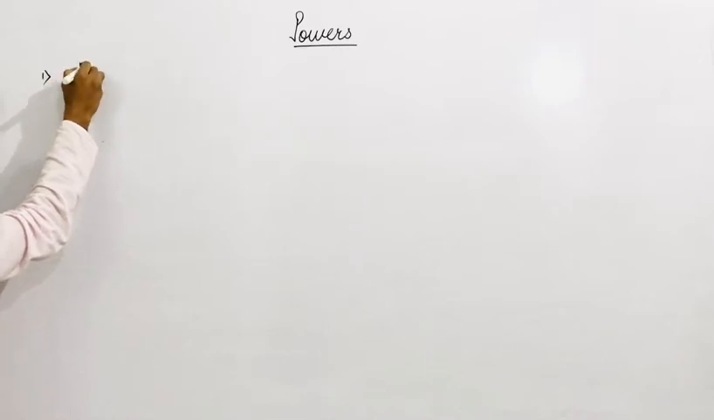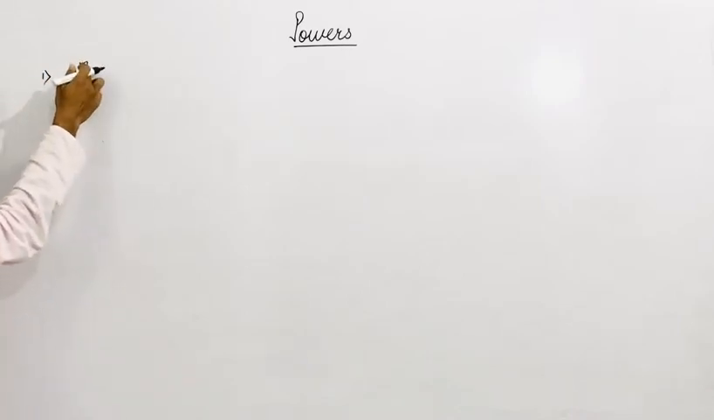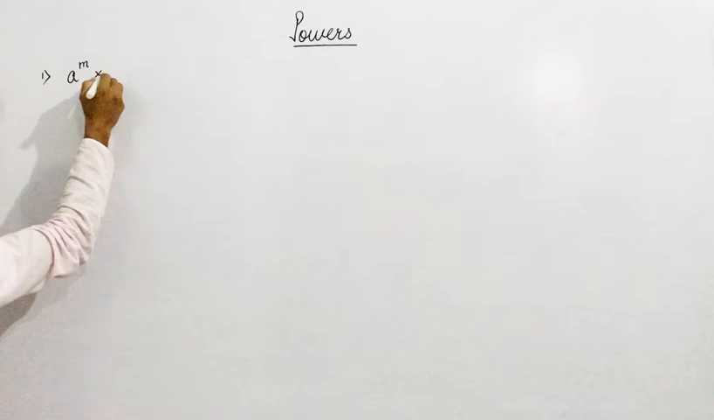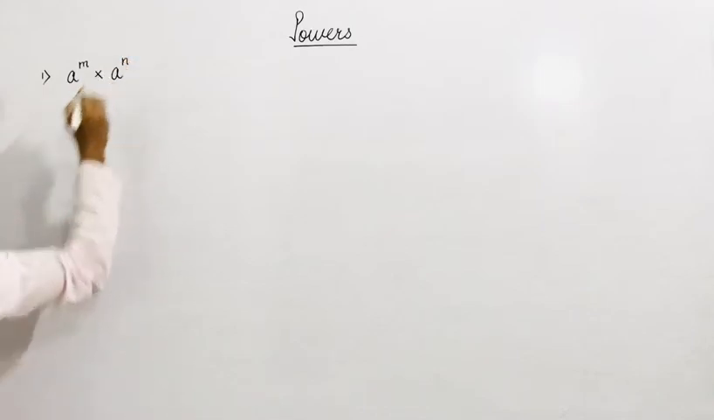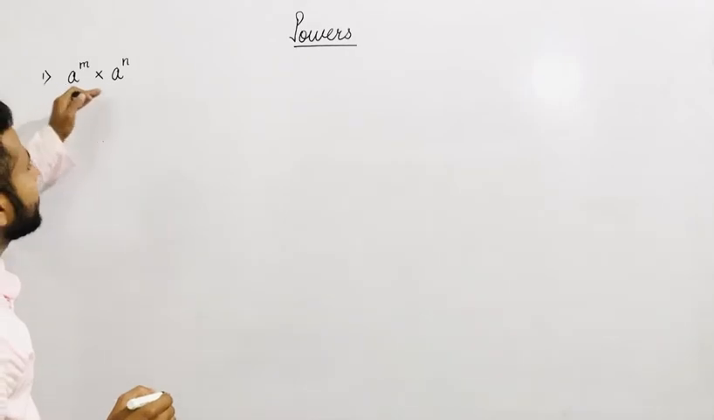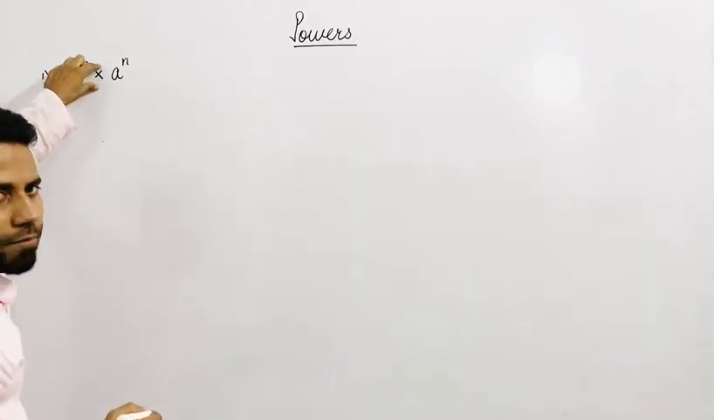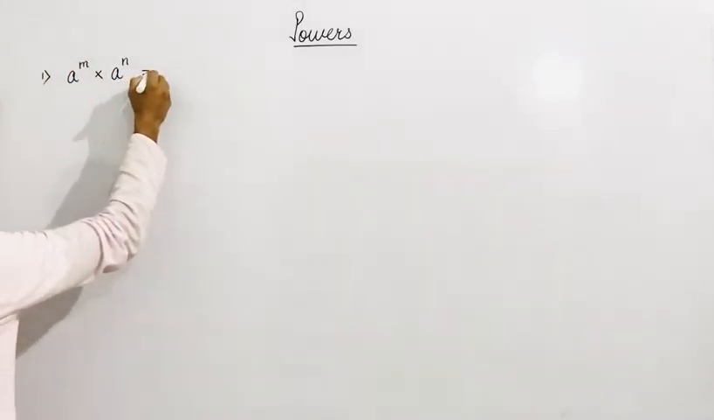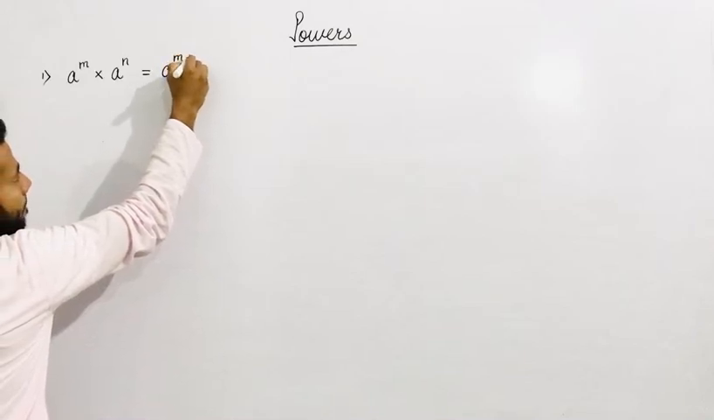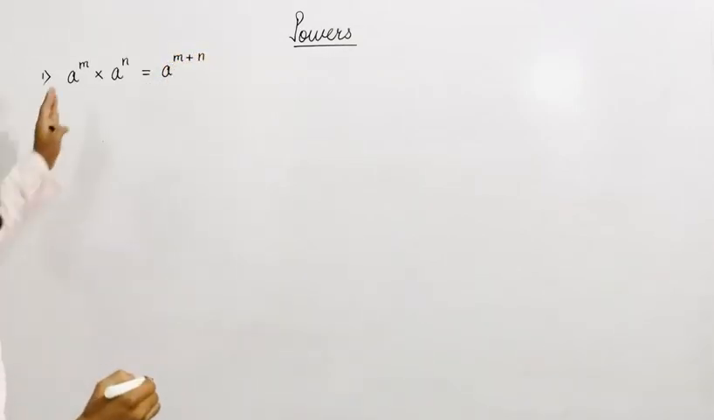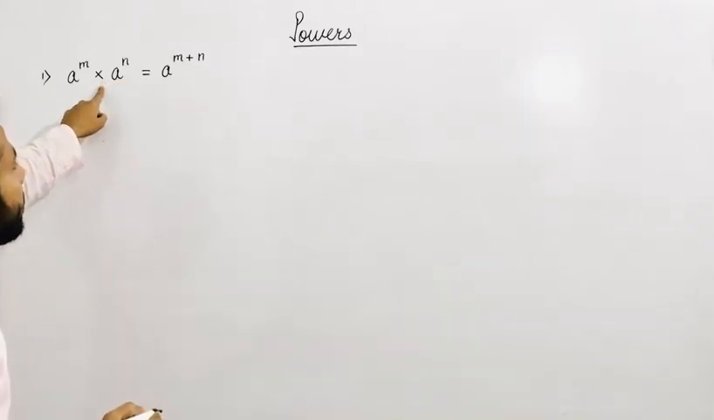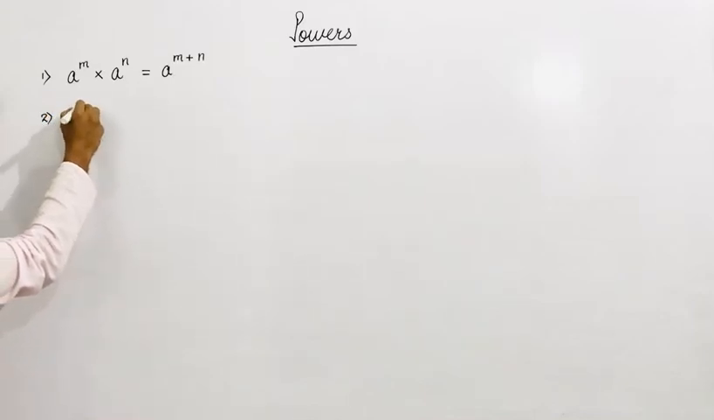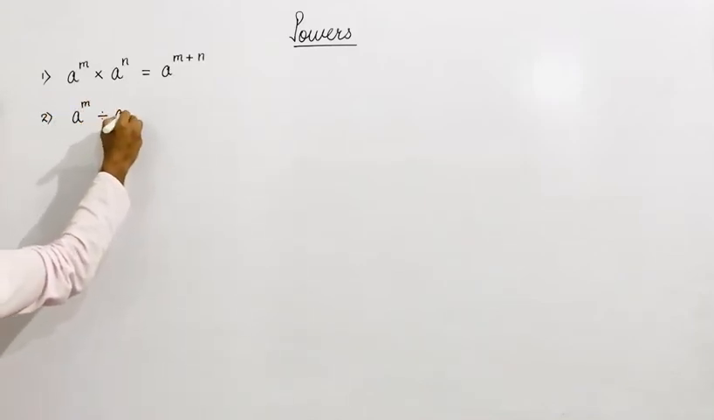a raised to the power m. Here a is the base and m is the power. a raised to the power m into a raised to the power n. What happens when bases are the same and in between we have a multiplication sign? The power gets added. It is a to the power m plus n. Next, what happens when the bases are the same and in between we have a division sign?